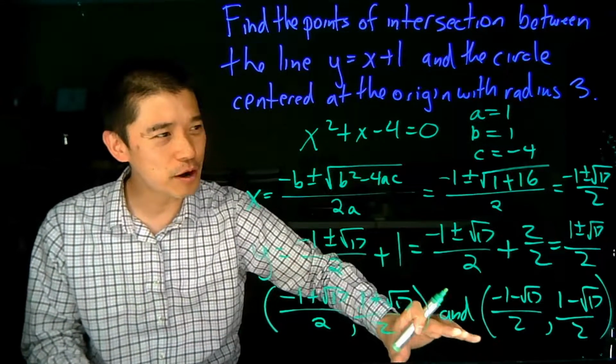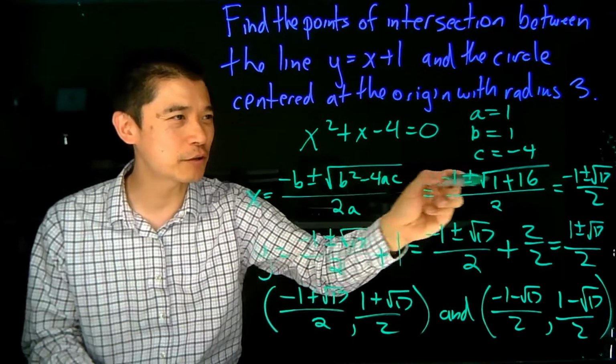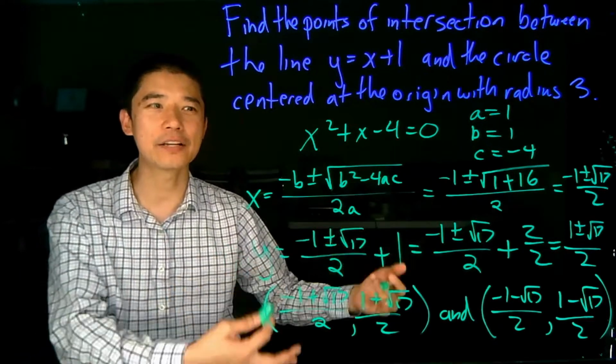Notice how in this problem, the problem told us there would be 2 points of intersection. When we did the quadratic equation, we ended up with 2 separate values. This is what we mean by the algebra will tell us what's going on.